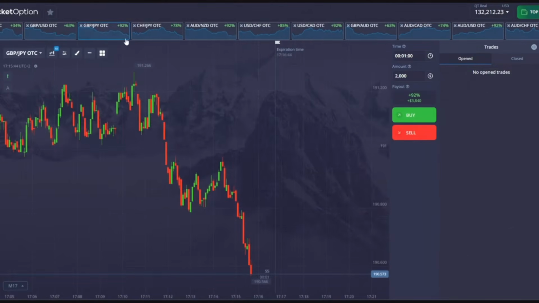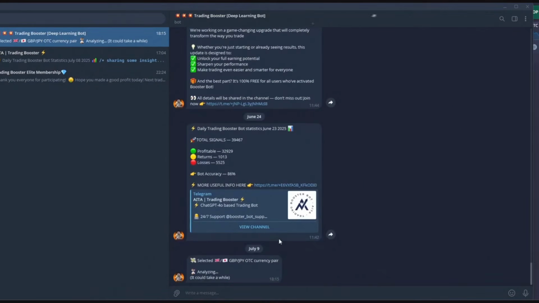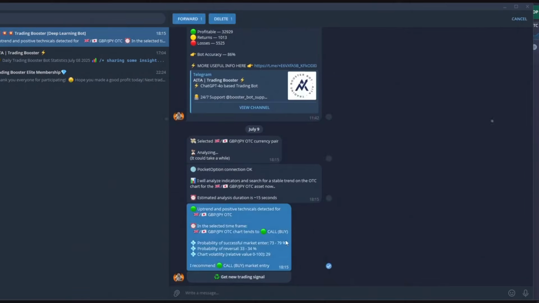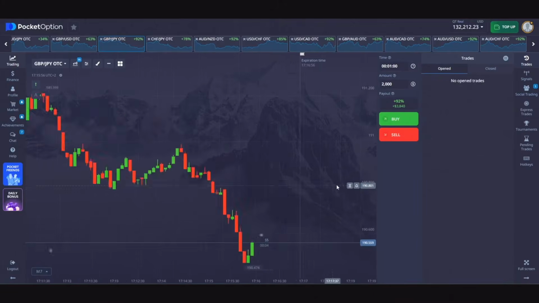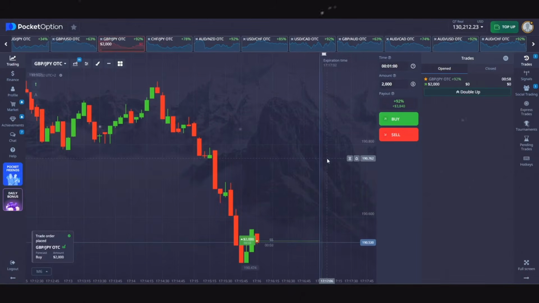The next currency pair is the British pound, Japanese yen. I go to the booster bot, select this currency pair, and set the trade time, as usual, to 1 minute. I get a buy signal. Here, the percentages are good, and the reversal percentages are low, so we definitely wait for the new 5-second candle, and right from there, we open a 1-minute trade.